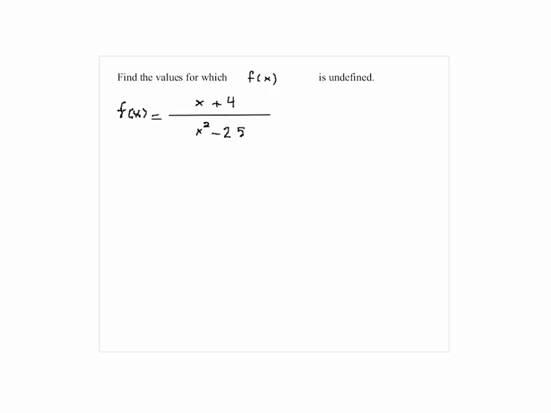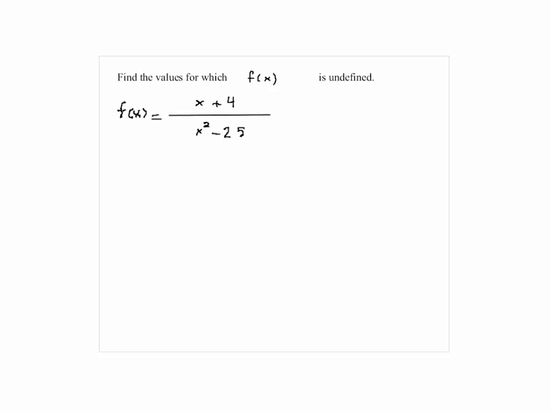Okay, first question. Find the values for which f of x is undefined. Okay, we have some students online. As usual, if you know how to do these problems, put a check mark in front of your name. If you are not sure, just put the X in front of your name so I don't ask you the question. This is a problem that we did in previous session.